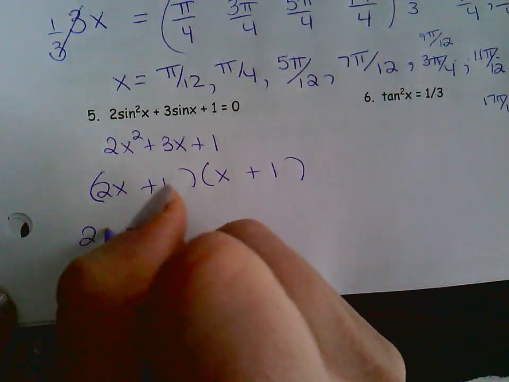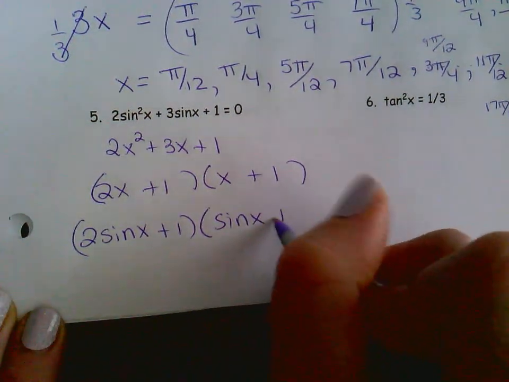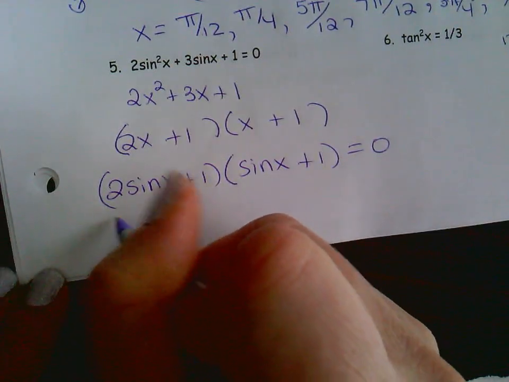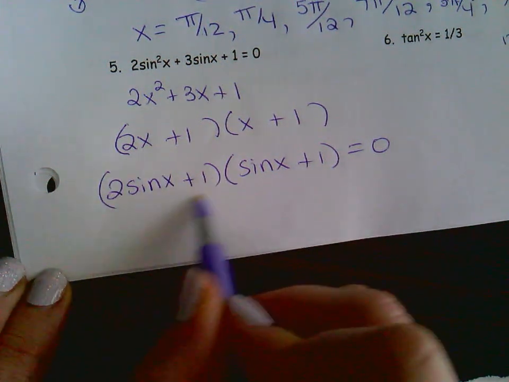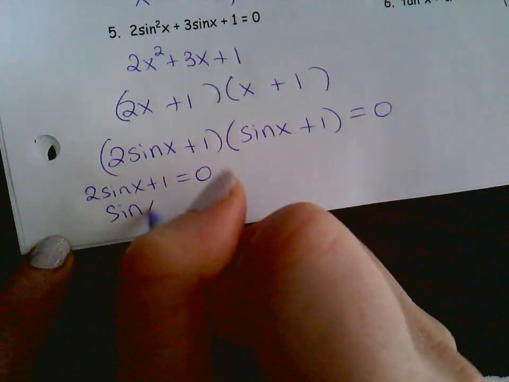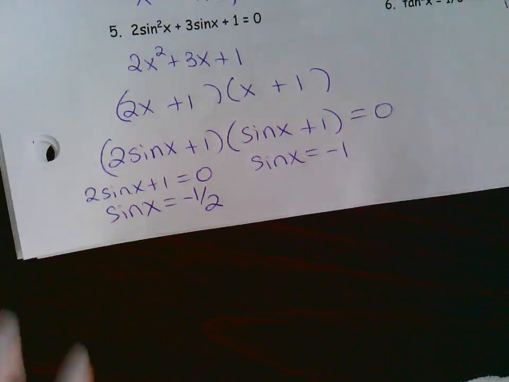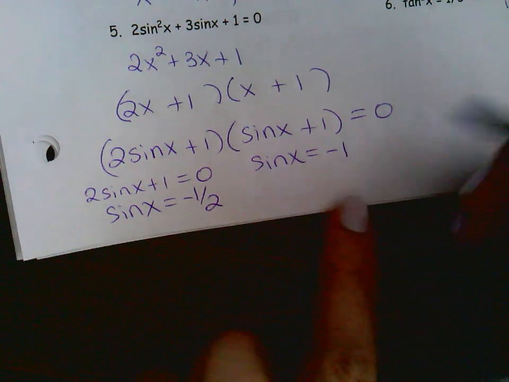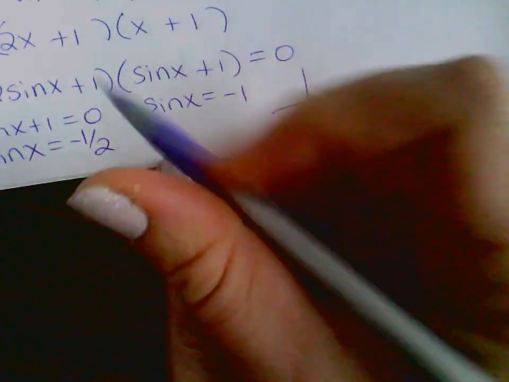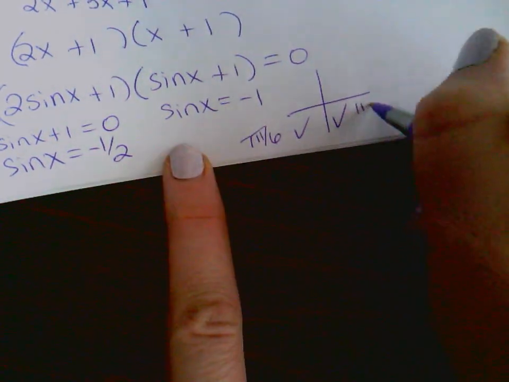So I really have 2 sine of x plus 1 times the sine of x plus 1 equals 0. So now I can set each of these with the zero product property equal to 0. So in this case, if I write this out, the sine of x would have to equal negative 1/2, or the sine of x would have to equal negative 1. I like to write my unit circle. Sine is negative down here. So let's see, we're at a half again, so that's a pi over 6 angle. So that would be 7 pi over 6 and 11 pi over 6.